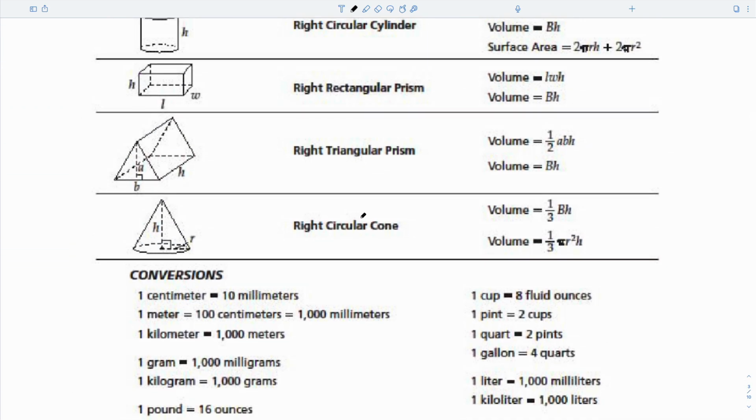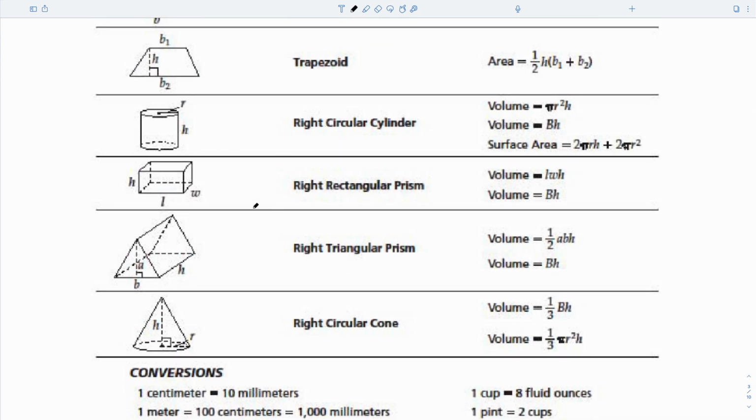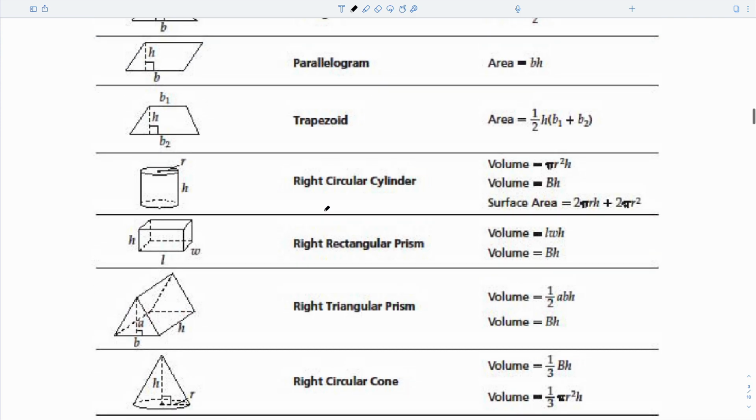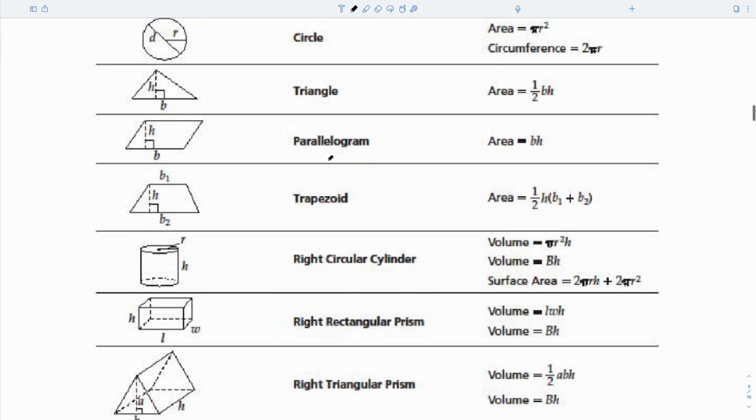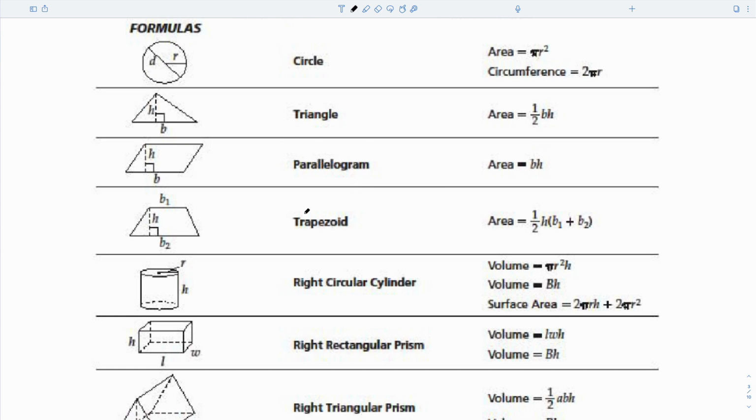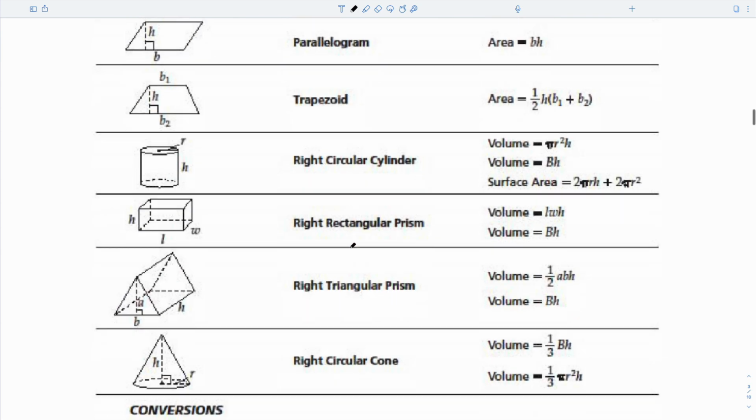Just these ones. So just the ones we focused on. The other ones, we didn't do the right triangular prism. We didn't do a rectangle prism. We haven't focused on trapezoids. They should have these ones for you if they do throw them on the test.